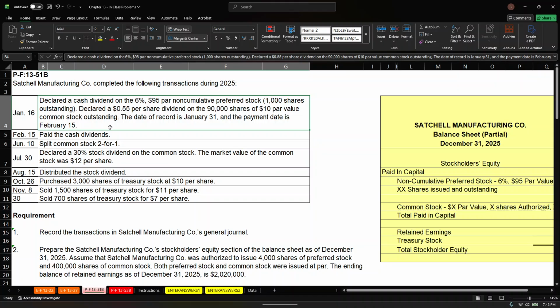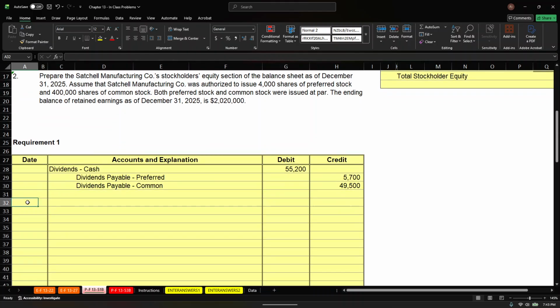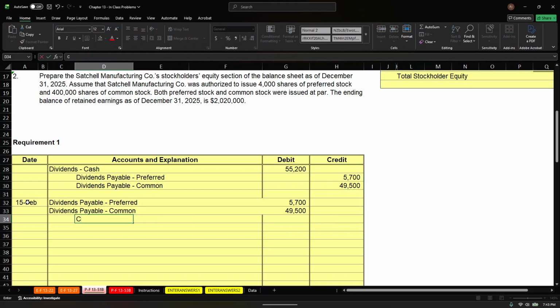Okay, and again, this is the declaration date. We're going to pay the dividends on this next February 15th. So Feb 15, we're going to basically clear these out. And we're going to pay, what are we going to pay with? Cash, exactly. Okay.